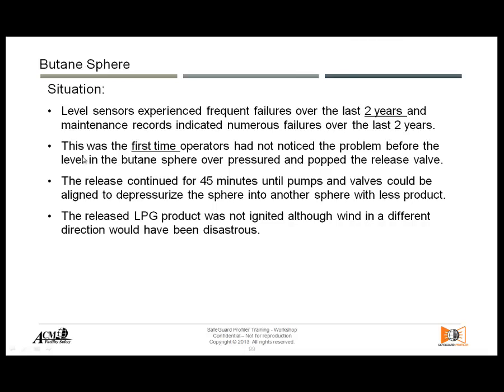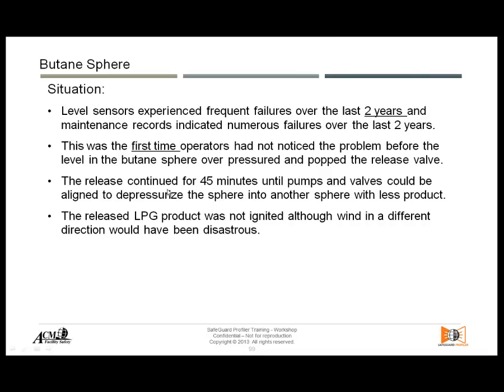So the accident, when it happened, was a surprise for the operators. This was the first time the operators had noticed this problem, because before it had never happened. In this case, the level in the butane sphere went up, overpressured, and popped the release valve. Now you have a two-phase flow going out of that PSV, the pressure safety valve, on the butane sphere.